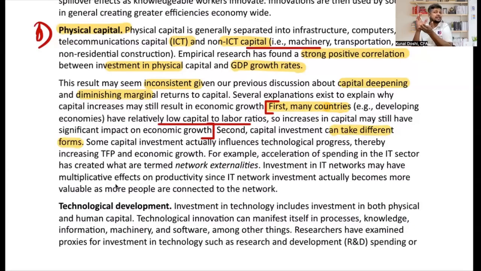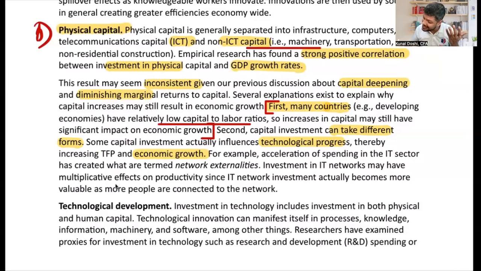Second, they are saying that capital investment can take different forms. What if this capital investment is going into technological growth? And we know that technology has a permanent increase in economic growth, right? So where the capital investment actually ends up is more important. If it is going into technological progress, then definitely it will keep boosting economic growth.